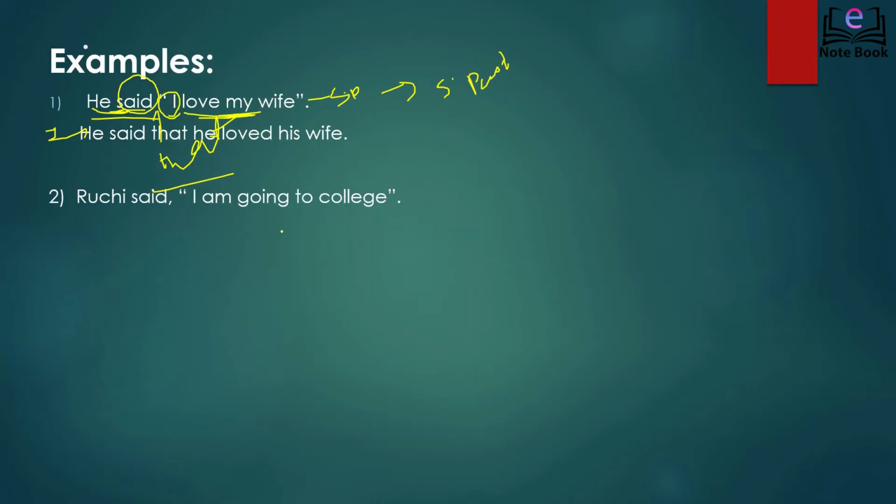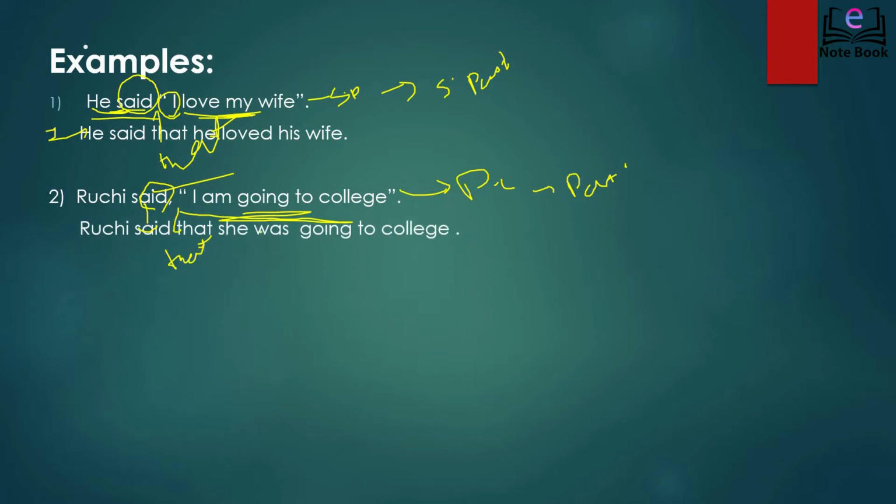Next one here is, Ruchi said, "I am going to college." Again we see that said is in past tense, so we have to change the tense here in the reported speech. This is present continuous, so we change it to past continuous and we add that here, and the answer becomes, Ruchi said that she was going to college. Note the change in the pronoun as well.